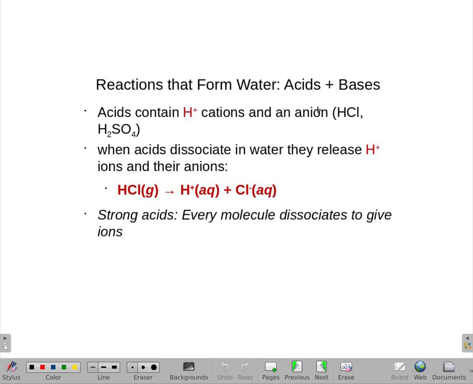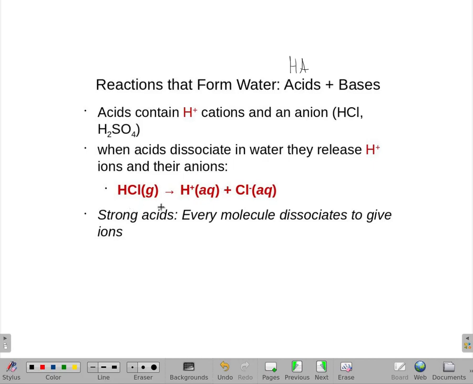Doesn't matter what the anion is, but if it produces H plus when it dissolves, it is an acid. Now, in general, when we're talking about acids, you will see them written as just HA. The reason they write them like that is because the A, the anion, doesn't really matter. It could be chlorine, it could be sulfate. As long as the H in front of it comes off and dissociates, so as long as it dissolves, it's an acid.